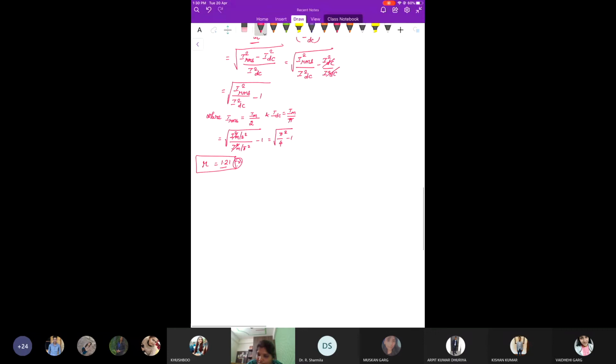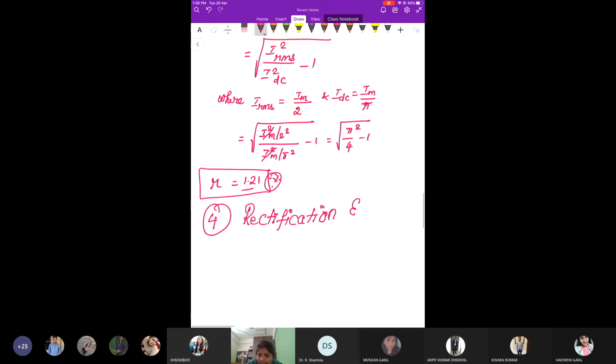So the next parameter is the rectification efficiency. Can anyone tell me what is the meaning of efficiency? Percentage? So here we are getting the 1.21 value. If it is a percentage, you have to multiply with 100. So here the ripple factor value is 1.21. We are getting it for the half-wave rectifier. Okay. So how much percentage is added means here.